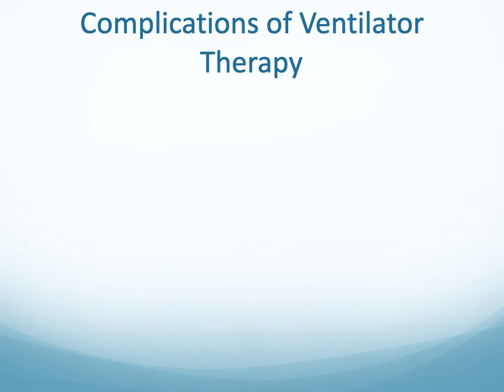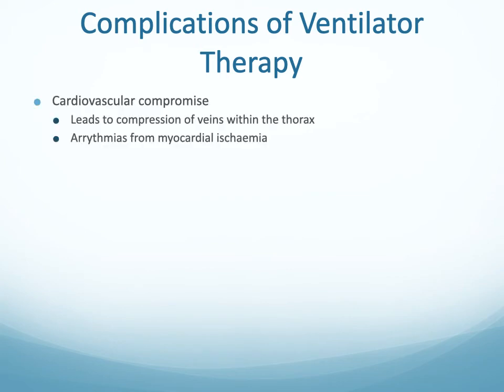What are the complications of ventilator therapy? So cardiovascular compromise, because we are increasing pressure within that thorax, it can compress veins and also smaller arteries, and that can lead to arrhythmias from myocardial ischemia. Make sure that our patients are attached to an ECG, either a continuous monitoring one or just hooking up to something that will print out every now and again, so you can check to see if the patient's heart is pumping with a good rhythm.